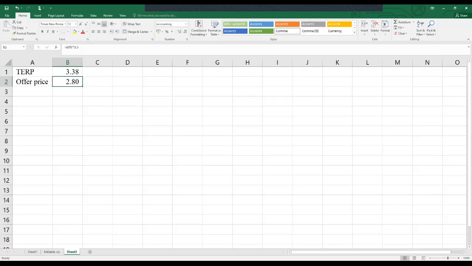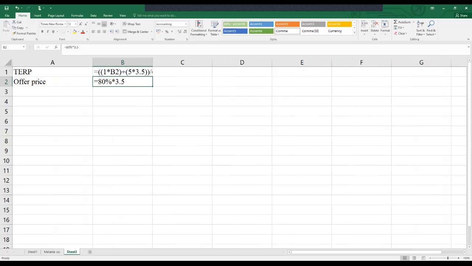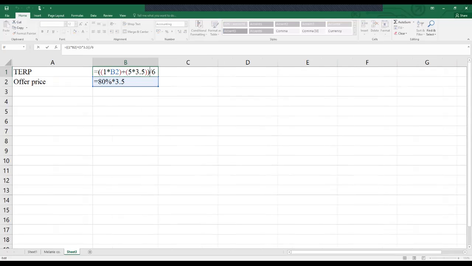Let's repeat: it is equal to 1 times 2.8, the offer price, plus the value of the 5 old shares, which is 5 times 3.5. We divide by the total shares you have after, which is 6. Be careful that you need to have this in brackets. This entire expression needs to be in brackets, so the denominator is outside, and you close the bracket. This is one of the concerns your examiner had, that you forget to put brackets. Put brackets in the appropriate areas.